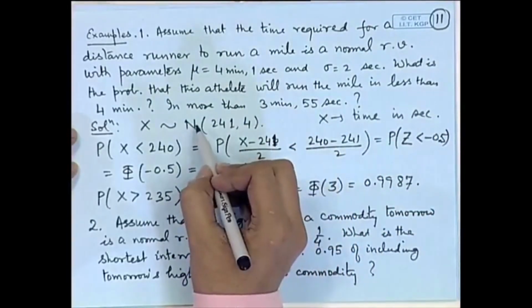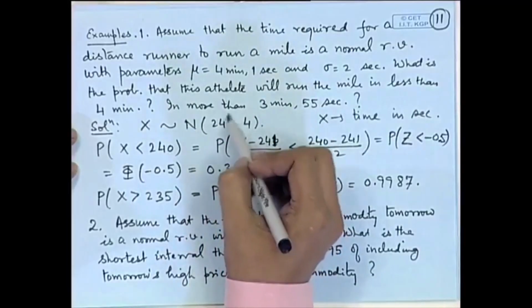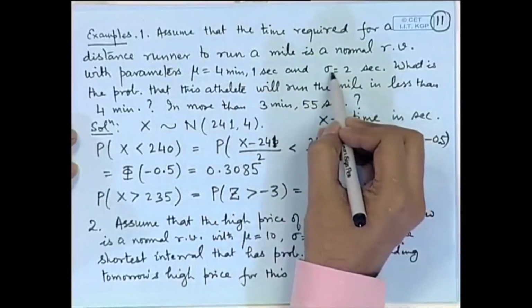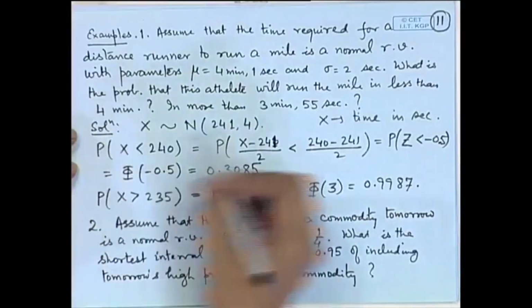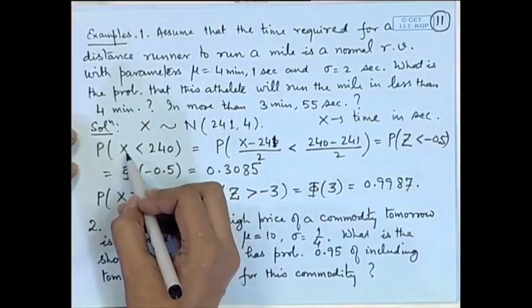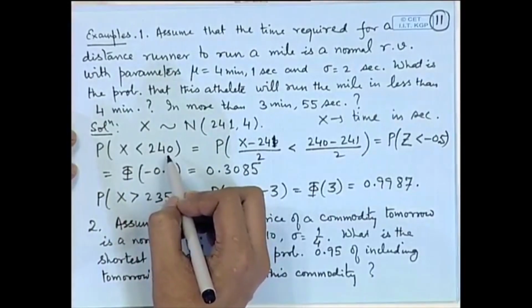then x will follow normal distribution with mean 241 seconds. Here 4 minutes 1 second is 241 seconds and sigma square is 4 seconds. So, what is the probability of running in less than 4 minutes? That means, x is less than 240. What is the probability of this event?